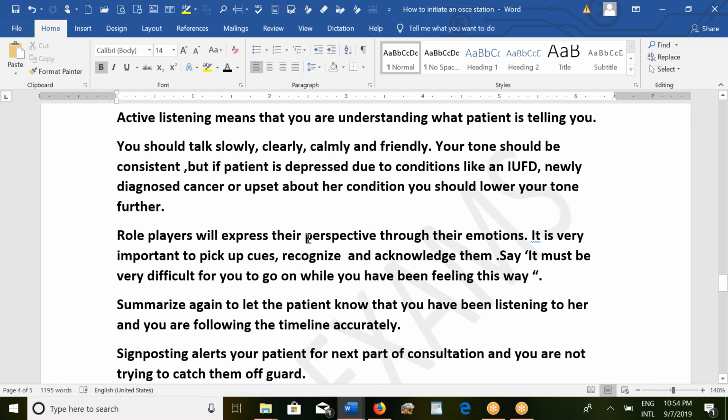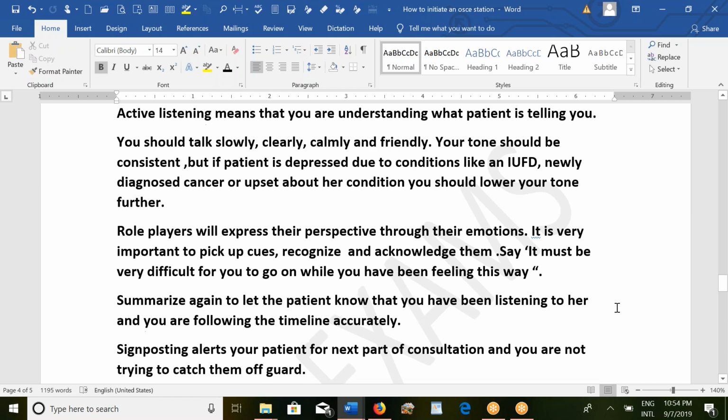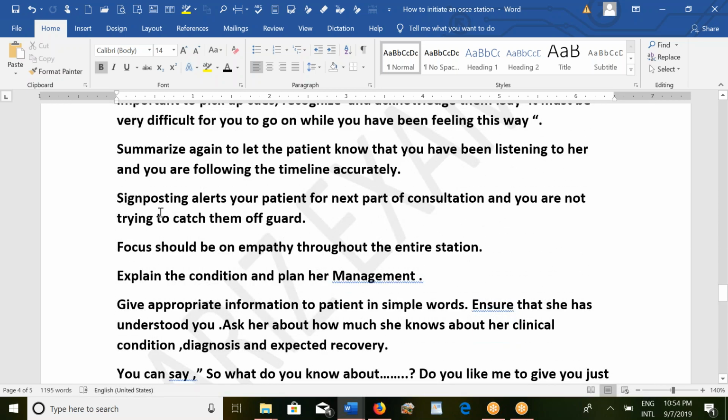Role players will express their perspective through their emotions. It is very important to pick up cues, recognize and acknowledge them. For example, say, "It must be very difficult for you to go on while you have been feeling this way." Summarize again to let the patient know that you have been listening to her and you are following the timeline accurately. Signpost alerts your patients for next part of consultation and you are not trying to catch them off guard. Focus should be on empathy throughout the entire station.